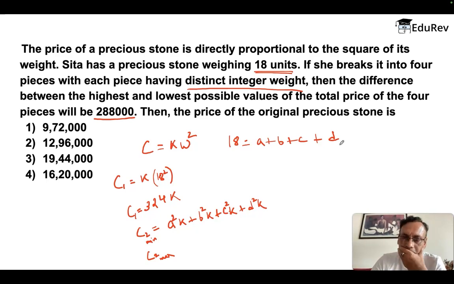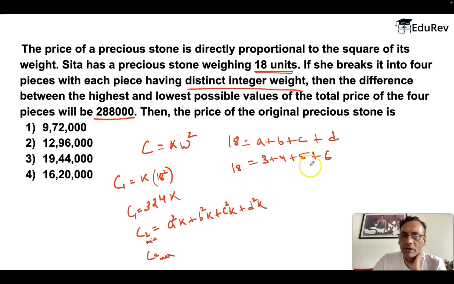Now remember that if a number has to be broken into parts such that their squares add up to the minimum possible, you will have to break the numbers as close as possible. Remember, you'll have to break the numbers as close as possible. So if I break A, B, C, D into, let's say, 3, 4, 5, 6, what is 3 plus 4 plus 5 plus 6? It is 18, right? Yes. So these are continuous numbers.